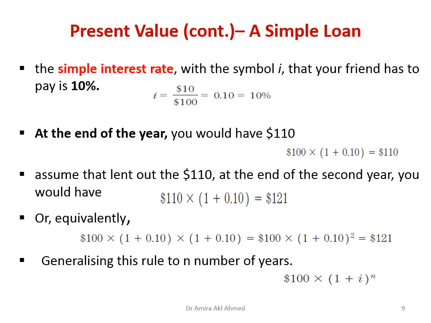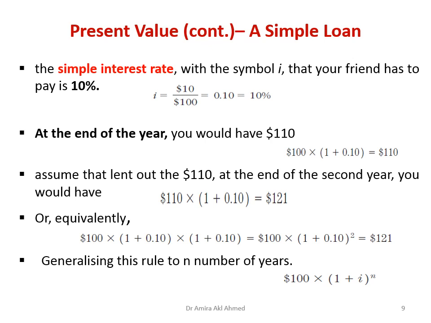As mentioned in the previous slide, the interest payment is divided by the amount of the loan. Thus, the simple interest rate that your friend has to pay to you is 10%. At the end of the year, you would have $110, which can be rewritten as shown here.